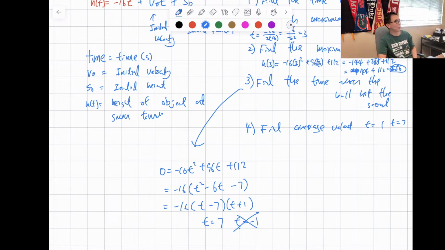But the problem is you're not throwing from ground level. If you throw from ground level, it's going to take 3 seconds to go up and 3 seconds to come down. That makes sense. But if you throw from the top of a building, it takes 3 seconds to go up and takes 7 seconds to go all the way down. Extra 1 second.